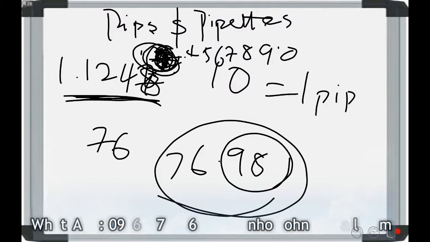So that is like the kobo part of a pipette. For us in Nigeria, it's like the kobo part, and for those outside Nigeria, let's use the general currency, it's like the cent part in dollars. If a dollar is a pip, then a cent is a pipette. If a naira is a pip, then a kobo is a pipette. So that brings us to the end of pips and pipettes.